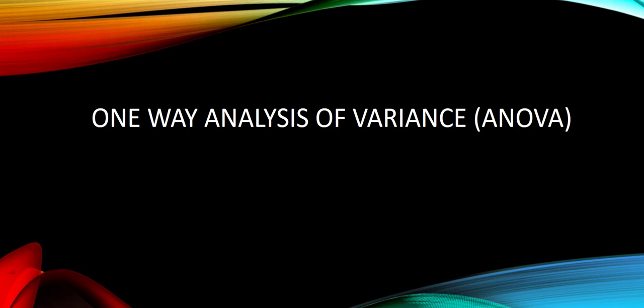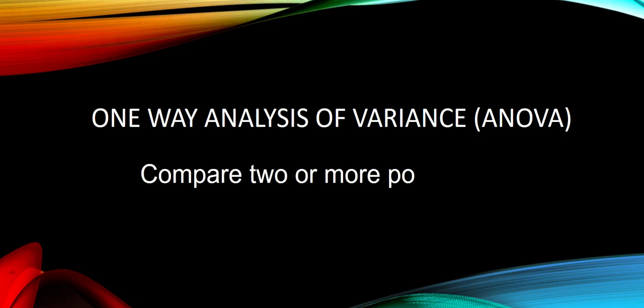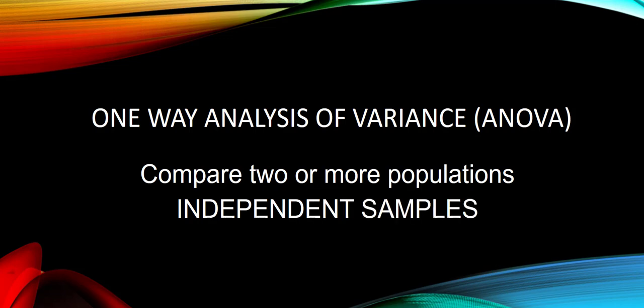In this video, I'll be talking about one-way analysis of variance, ANOVA. This will be to compare two or more populations for independent samples, and it will be for interval data. We will be looking at the following example.